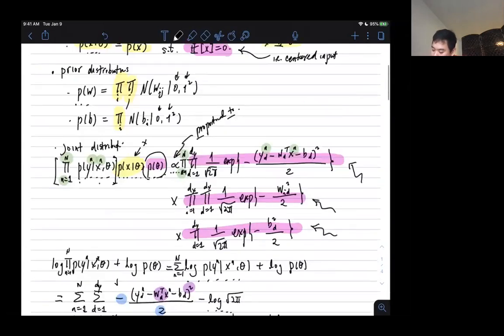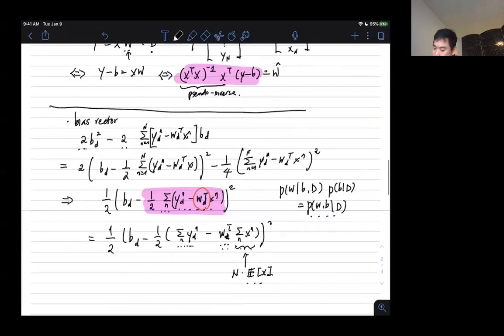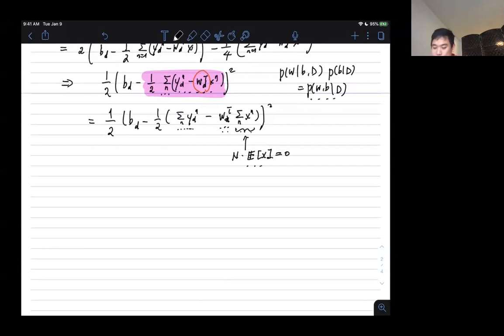And then if we go all the way back, we actually made sure that the only thing that we assume about this probability distribution over x, the input, is that the expectation is 0. And then we come back here, and this turned out to be 0 because of our assumption at the beginning, meaning that this whole thing is simply 0. And what we end up with is 1 over 2 b_d minus 1 over 2 sum of all the y.